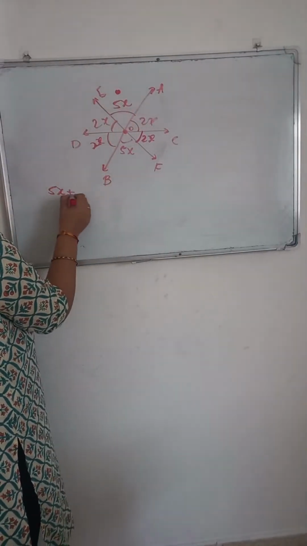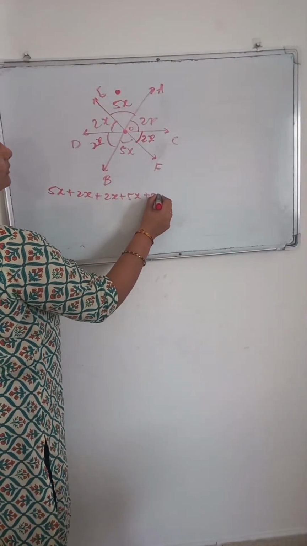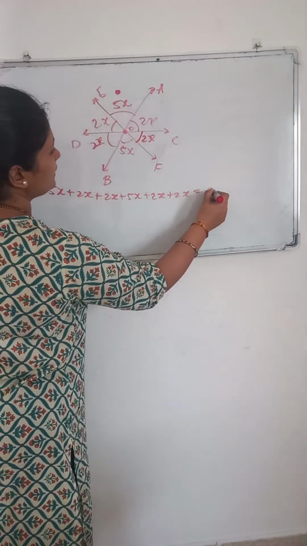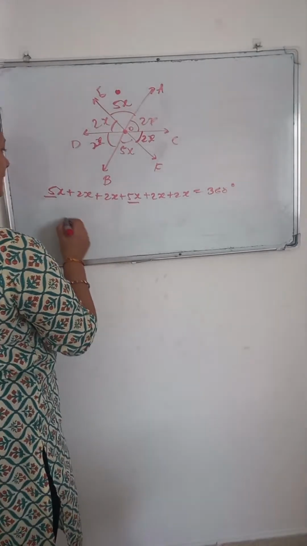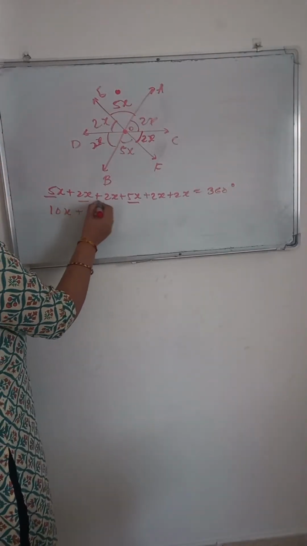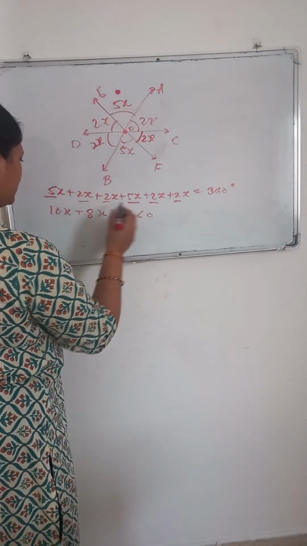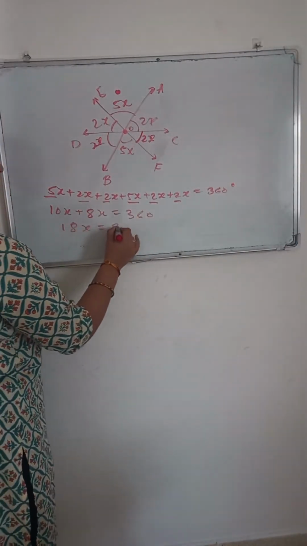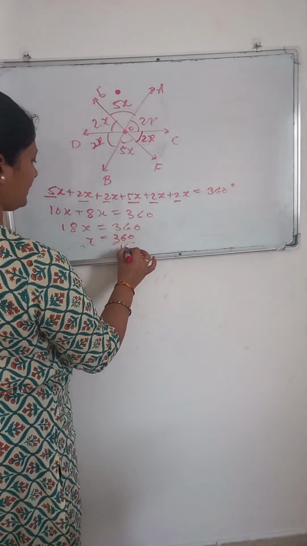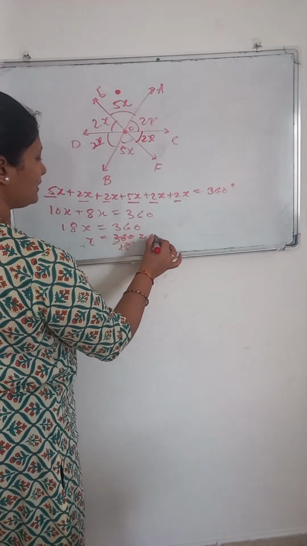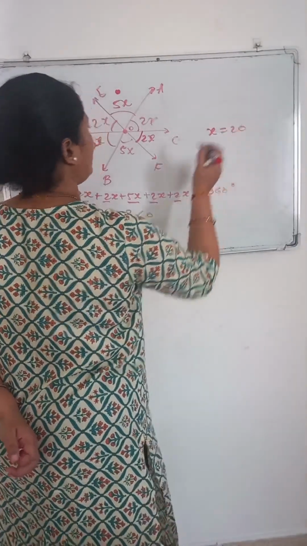So 5x plus 2x plus 2x plus 5x plus 2x plus 2x is equal to 360. So here 5, 10. Okay, 2, 4, 6 and 8. 18x is equal to 360. So x is equal to how much? 360 by 18. So 18 2s are 36 and this 0. So you will get the value of x is equal to 20.